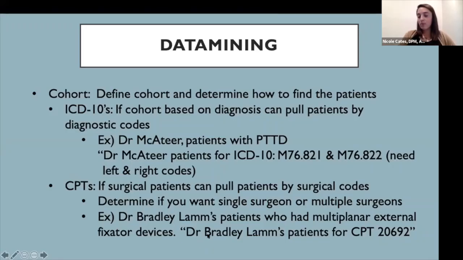And you have them look for Dr. Bradley Lamb's patients with the CPT code 20692. And that's just the example of this specific code. So you'd look it up for whatever surgical code or diagnosis you're evaluating. And then you get a list of all the patients.